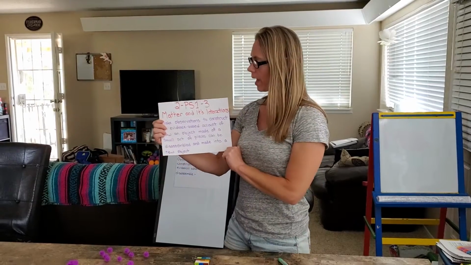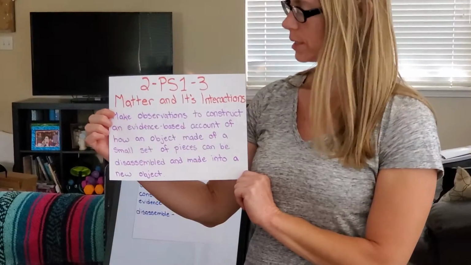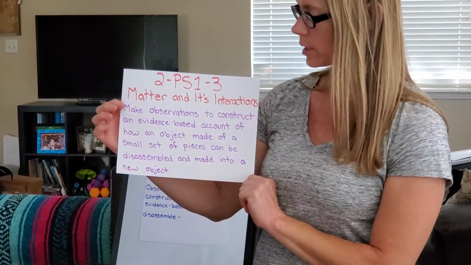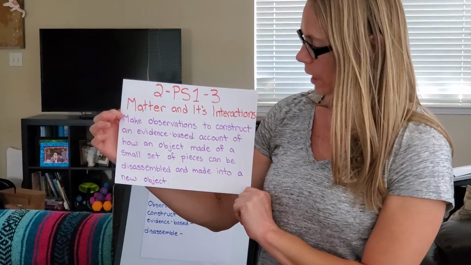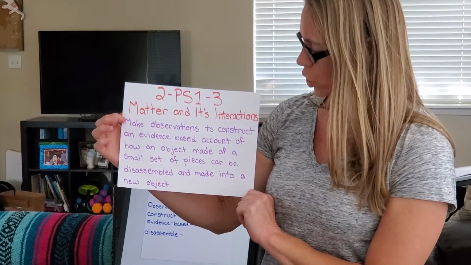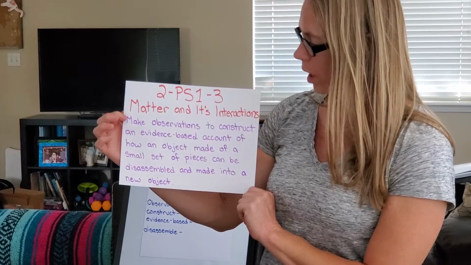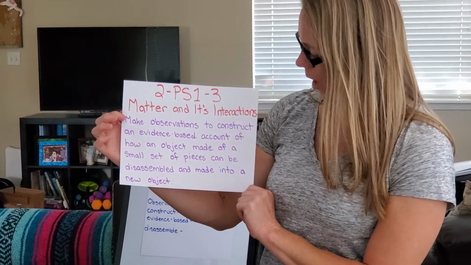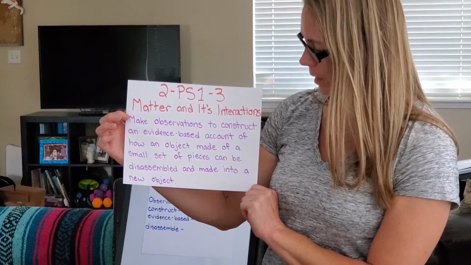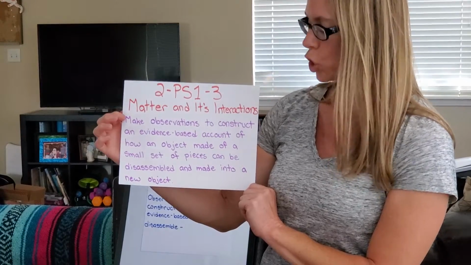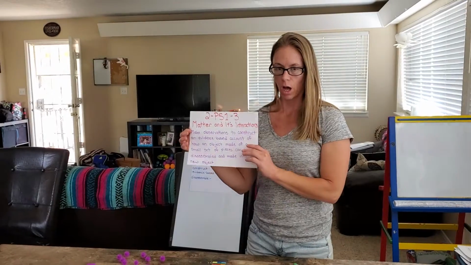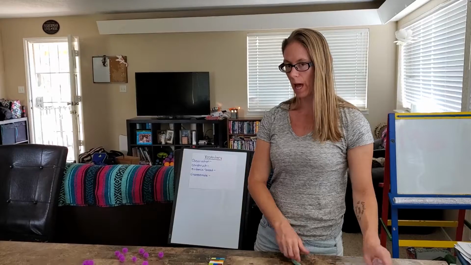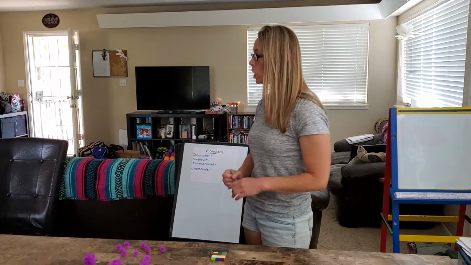Today we're learning a grade 2 physical science lesson on matter and its interactions. The actual standard is: make observations to construct an evidence-based account of how an object made of a small set of pieces can be disassembled and made into a new object. Okay, we have some interesting vocabulary in this standard.